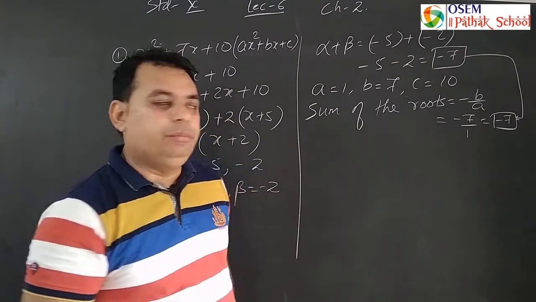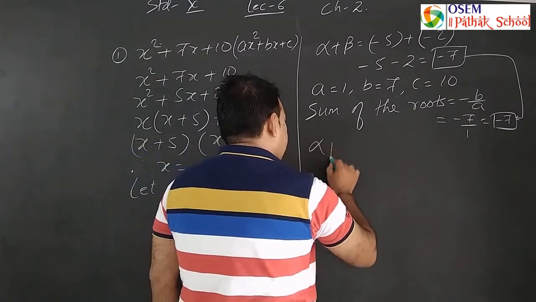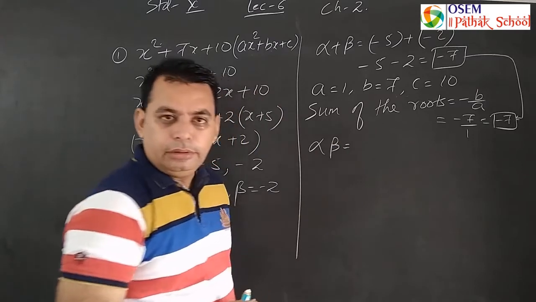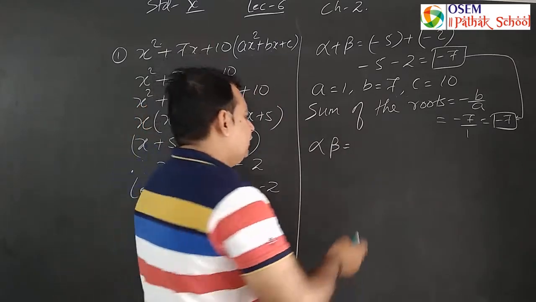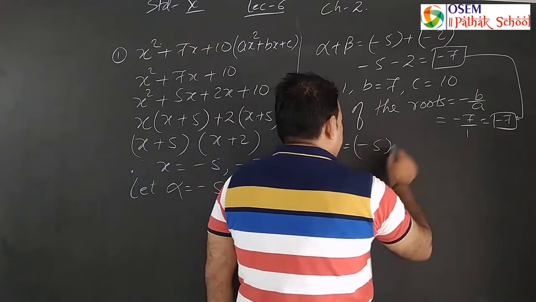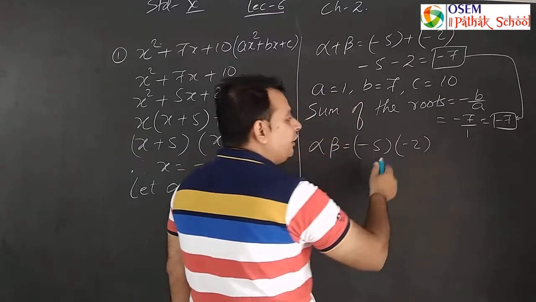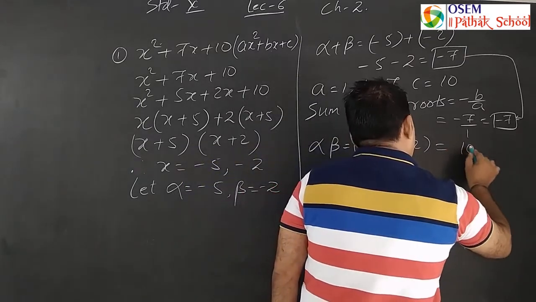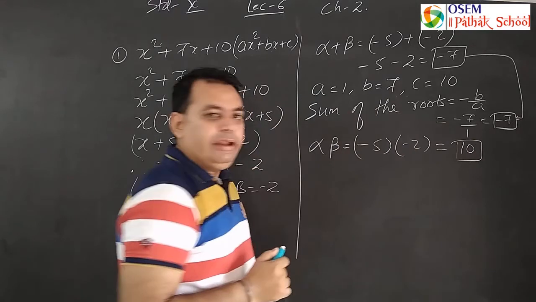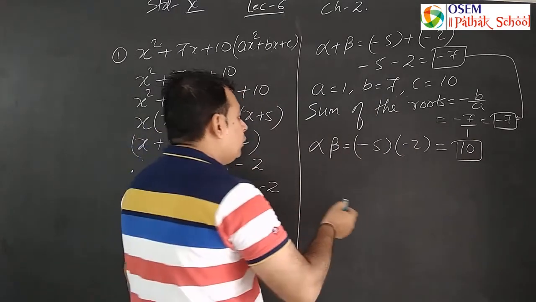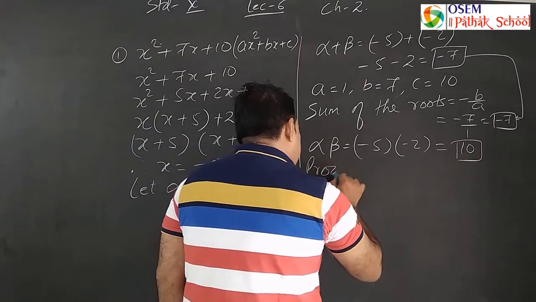Now about the product of the roots. Product means alpha into beta. Alpha into beta is minus 5 multiplied by minus 2, and minus times minus will be plus. We got the value plus 10. Now the formula, that is the product of the roots.